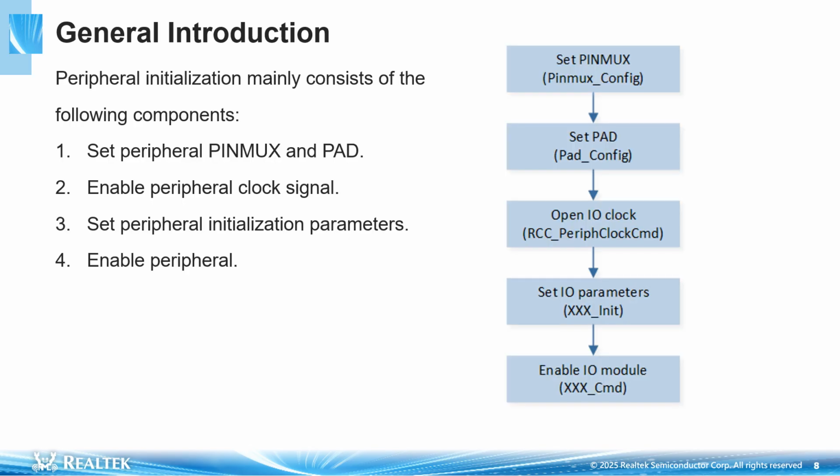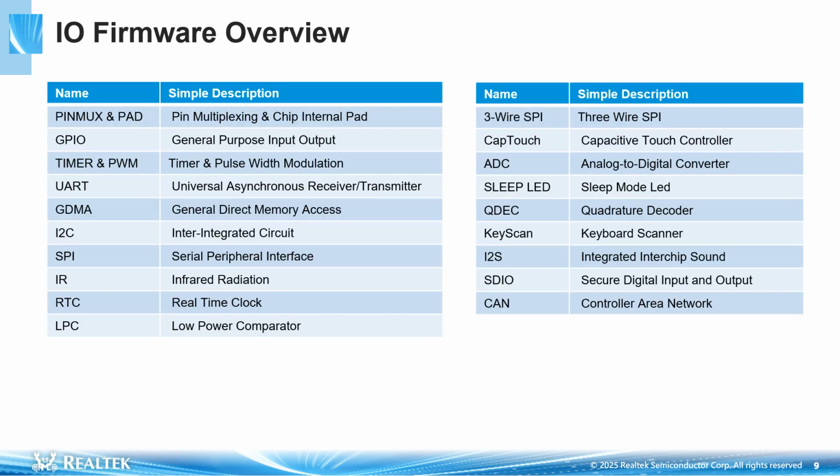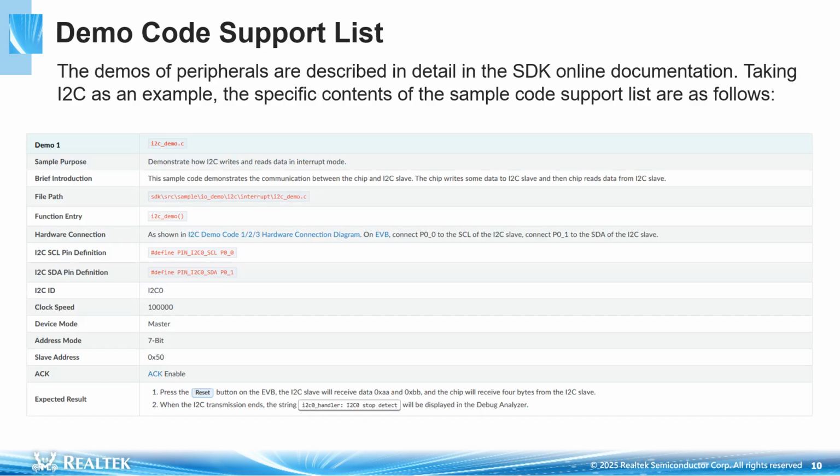The initialization of peripherals is mainly divided into 4 steps. First, set the peripheral's PINMUX and PAD. Next, enable the peripheral's clock signal. Then, set the peripheral's initialization parameters. Finally, enable the peripheral. The description of each peripheral name is shown in the table. The demos of peripherals are described in detail in the SDK online documentation.